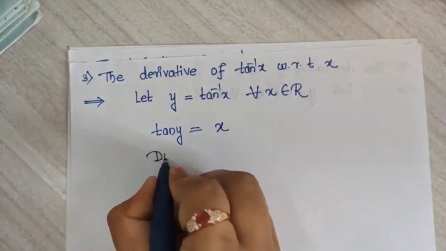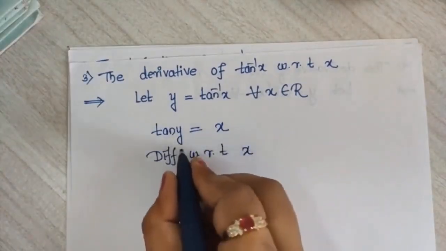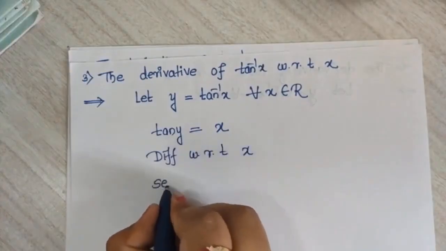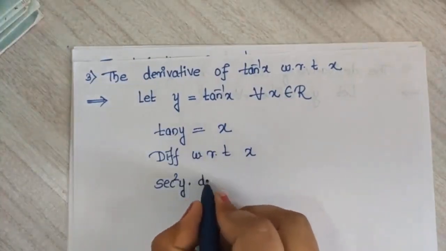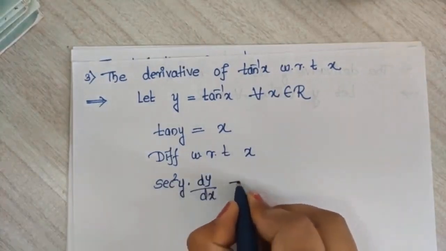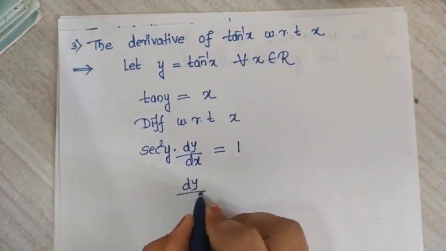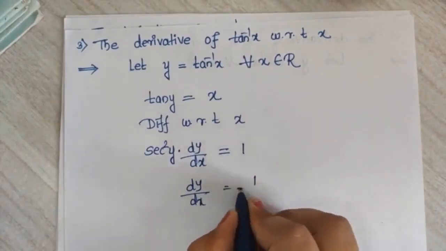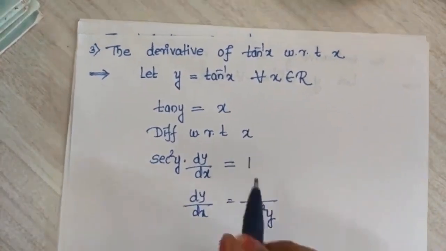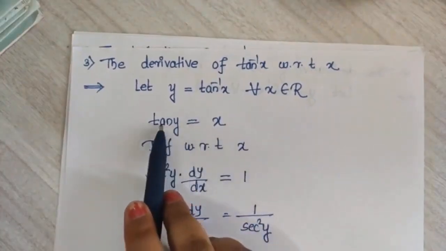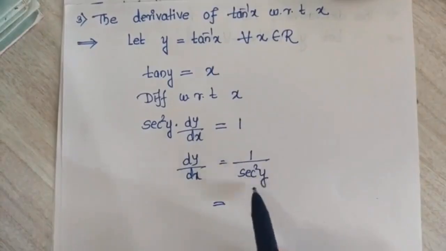Now differentiating with respect to x. What is the differentiation of tan? That is sec square. So sec square y into y's differentiation, that is dy by dx, and the differentiation of x is how much? 1. So dy by dx is equal to 1 divided by, what will you get? Sec square y. Now here we know the value of tan y, how much? x, and we got the derivative in the form of sec square.